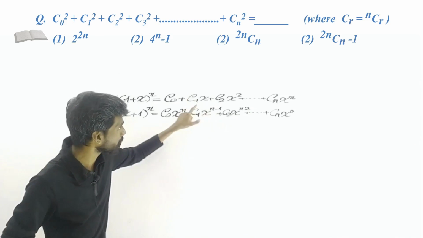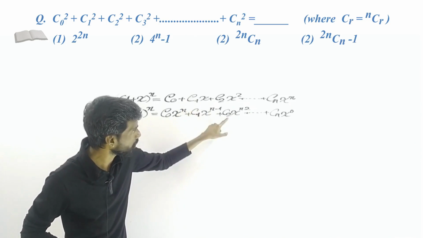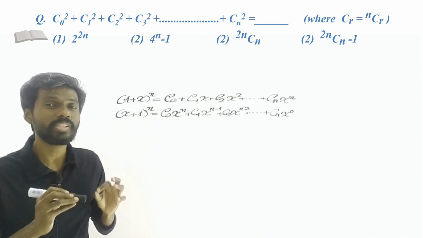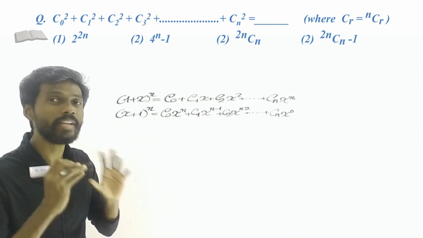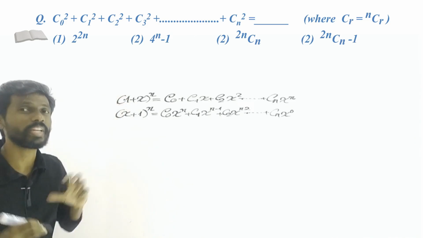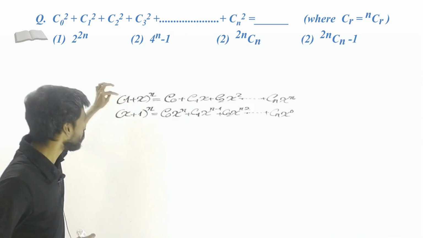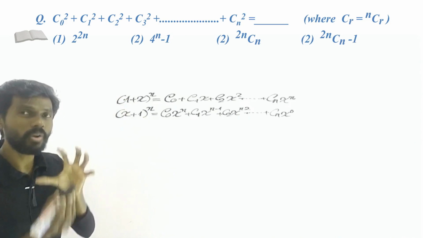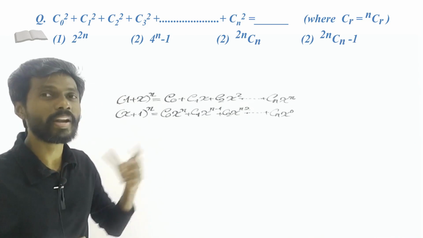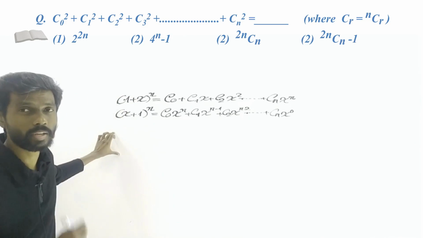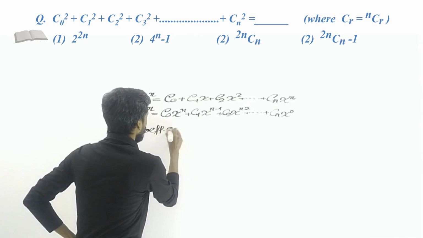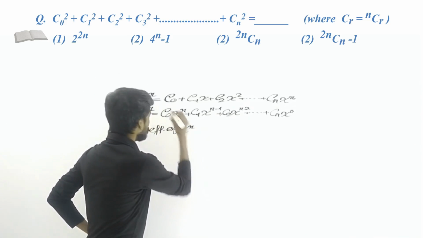If you do the other combination, like multiplying this and this, you get C1, C2 x to the power n minus 1. So we don't want that. We only want terms which have x to the power n. So the coefficient of x to the power n in the multiplication is what we need. We will multiply these two and then take all the terms which have x to the power n. That means the coefficient of x to the power n in this multiplication is our required answer.